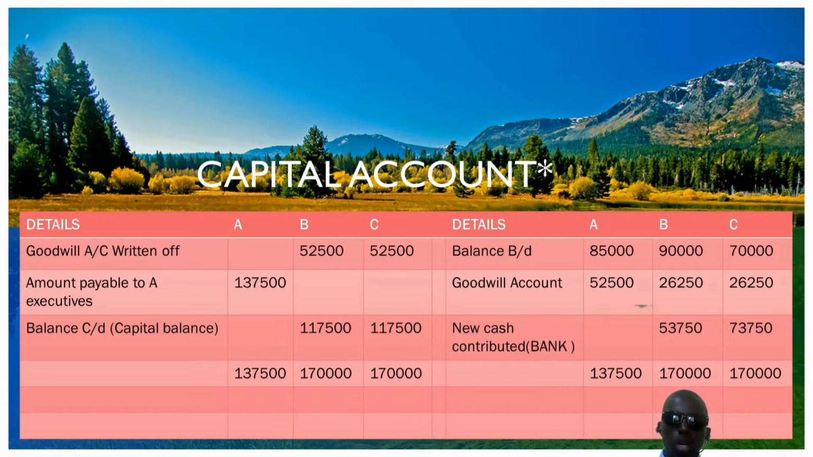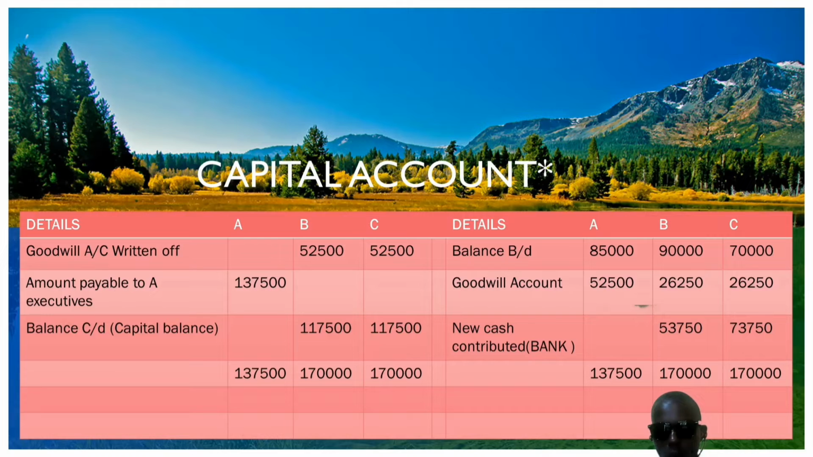So let's now move to the debit side of the capital account. On the debit side, we've agreed that we write off the goodwill using the profit sharing ratio of the remaining partners. That is, B will share 52,500 and C will share 52,500, in the ratio of 1:1. Another thing we should record on the debit side is the amount payable to the executor of A, the amount that we've summed up. This is the amount that will be payable to the executor of A, and it should hit the debit side of the capital account.